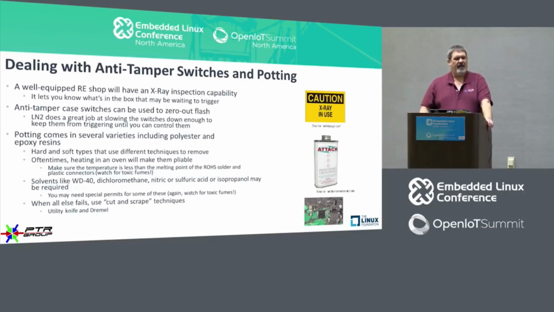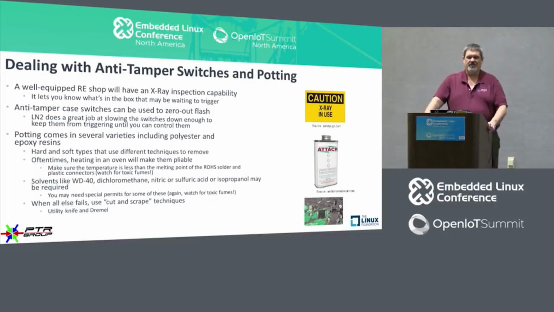One of the things we have found with tamper switches is liquid nitrogen does a great job at slowing them down. You hit it with liquid nitrogen through the case, and then you pull the top off, and the switch is now basically frozen. You can now put tape on it, and the switch won't trigger. So liquid nitrogen, great to have around. Not only that, but it's fun to play with, and you can make great ice cream with it when you're bored.